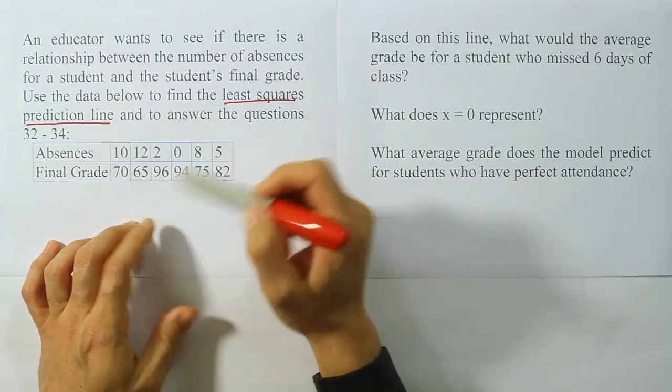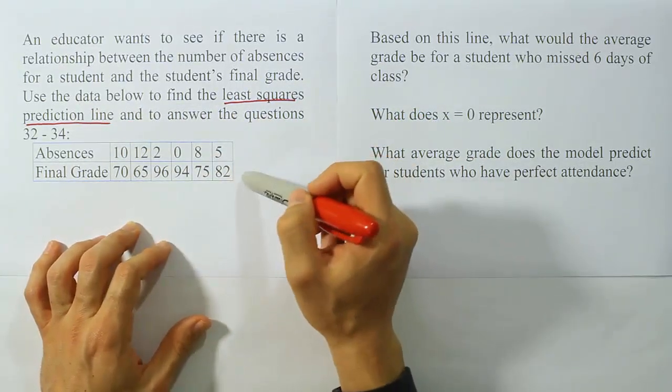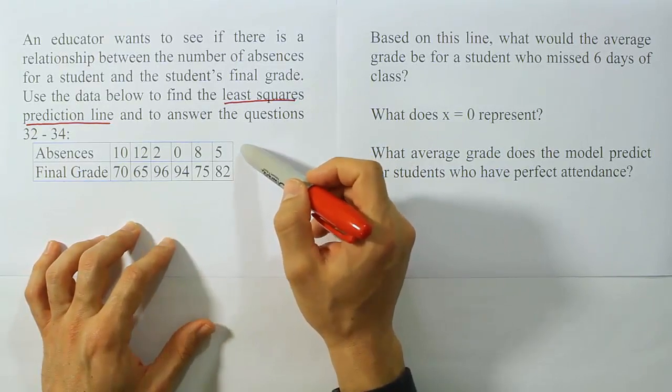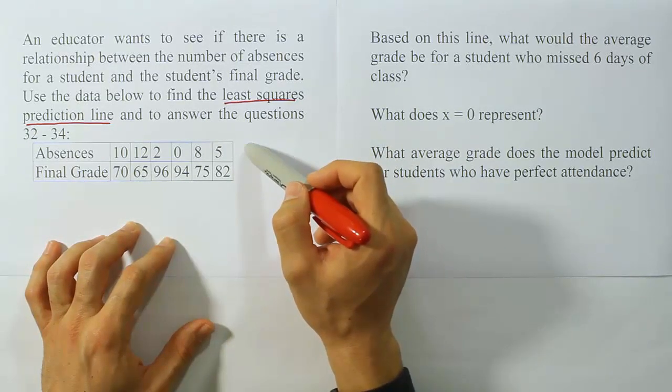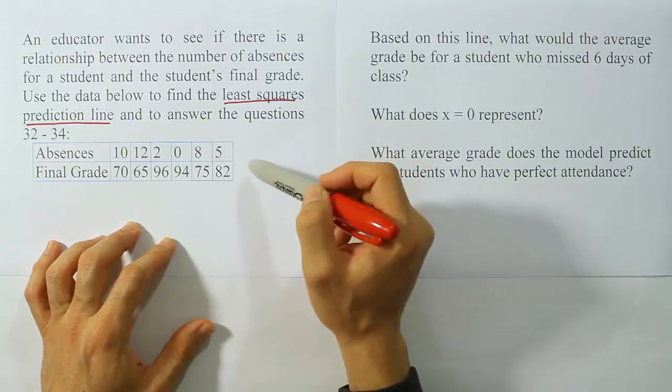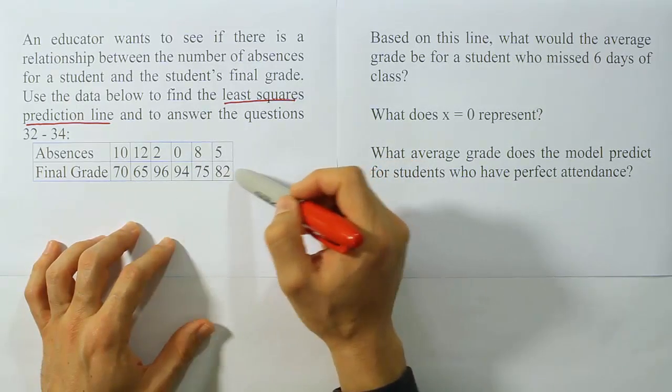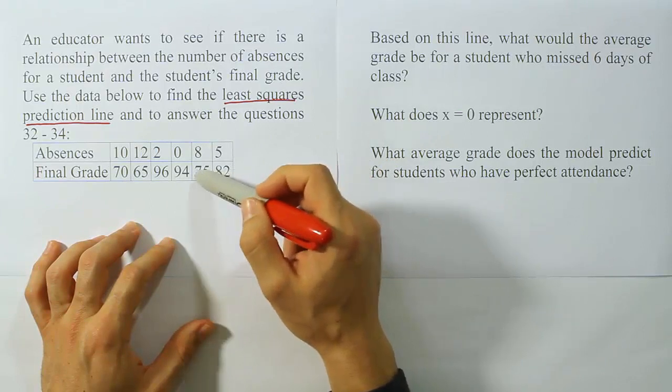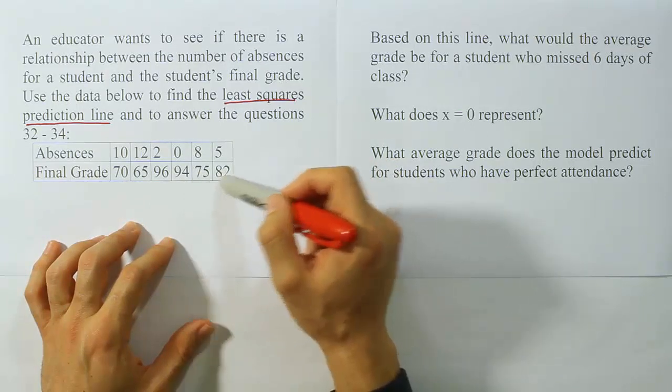In order to do that, we first have to identify which variable we're going to use as our predictor variable, or in other words, our x variable, or our independent random variable, and which variable we will let be the response variable, or the y variable, or the dependent random variable. All those mean the same thing.